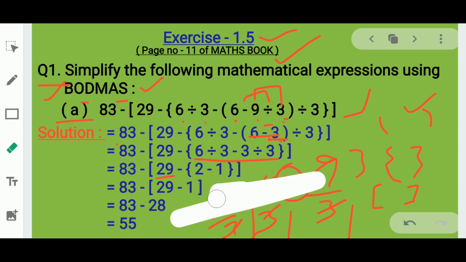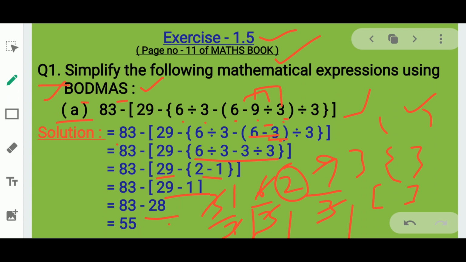Now we have 83 minus 29 minus 1, because when we subtract 1 from 2, we get 1. So 2 minus 1, we get 1. Now we solved the curly bracket, so we removed it. Now we have 29 minus 1. When we subtract 1 from 29, we get 28. We solved the big bracket, so we removed the big bracket. Now we have 83 minus 28.